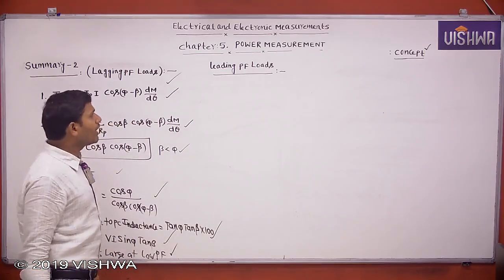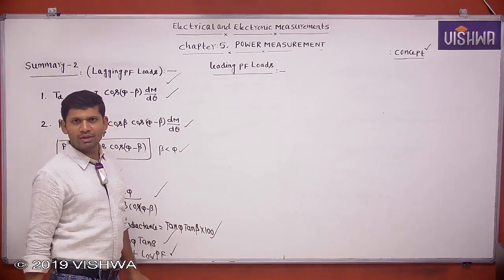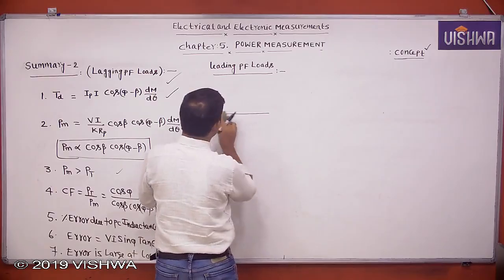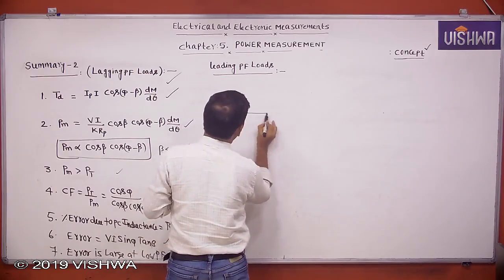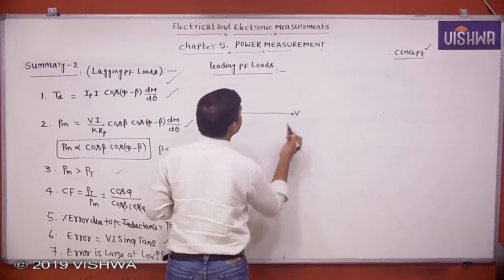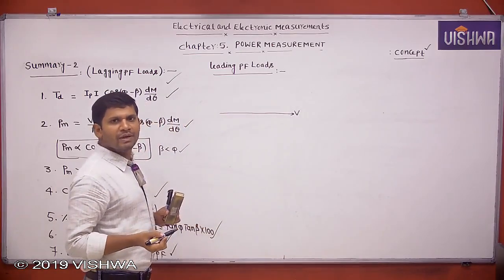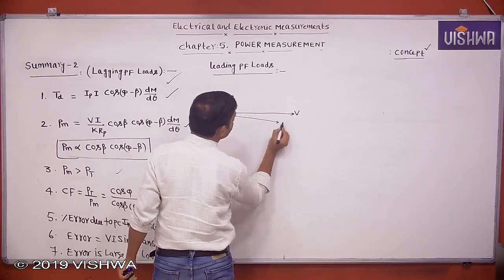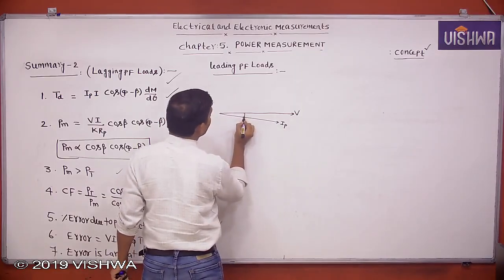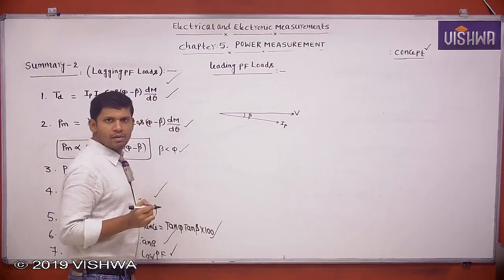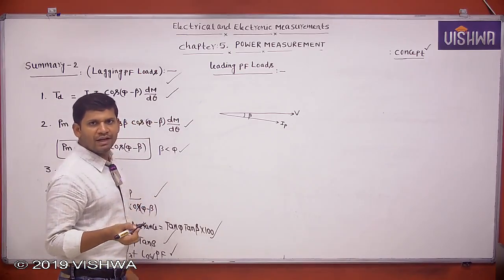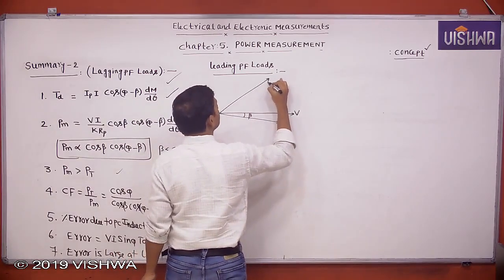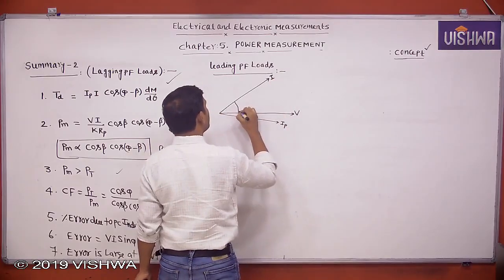Okay, first you draw the vector diagram, then we get an idea how to write the formulas directly. Leading power factor loads means let the supply voltage is V. The reference is supply voltage V. But always, what is the pressure coil current? Pressure coil current is lagging because the pressure coil is having some inductance. This is IP, this angle is beta. But here we are assuming leading power factor. Leading power factor means load current leads the voltage. Load current leads the voltage by angle of pi.